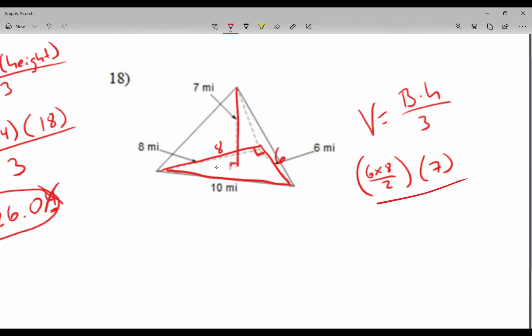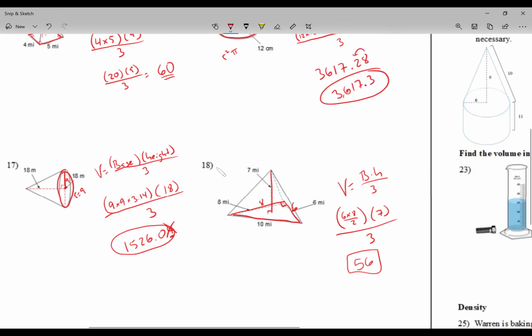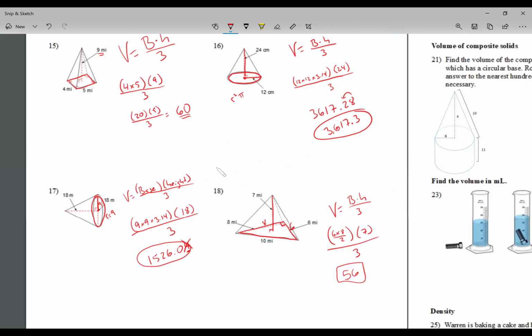The height we can see is 7. And then I divide this by 3. So that's going to give me 6 times 8 divided by 2 times 7, and all this divided by 3. Type in parentheses if you need to. Type it in as a fraction. I'm going to get, for this case, my answer is 56. Nice. Volume of pyramids and cones is area of the base times height divided by 3.